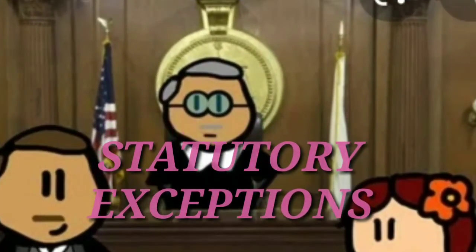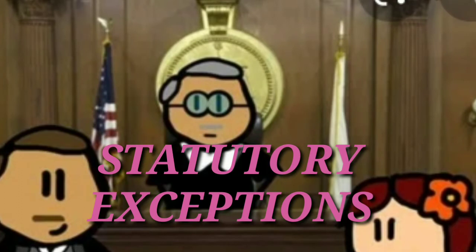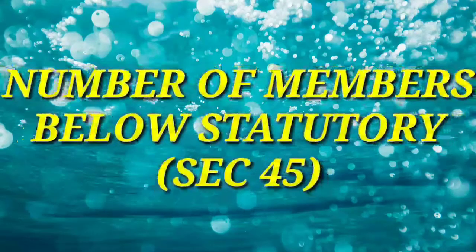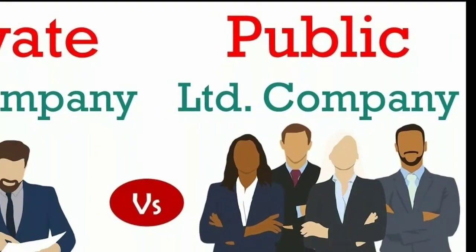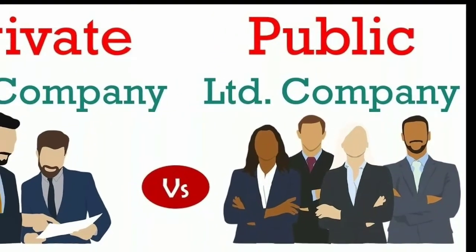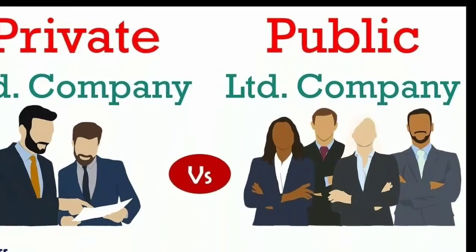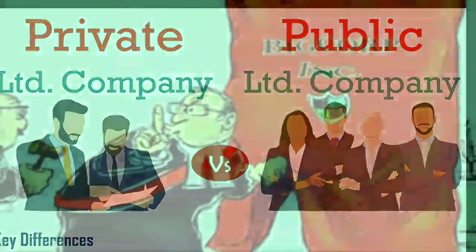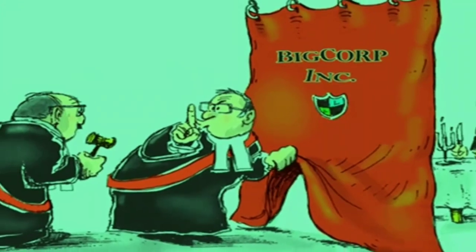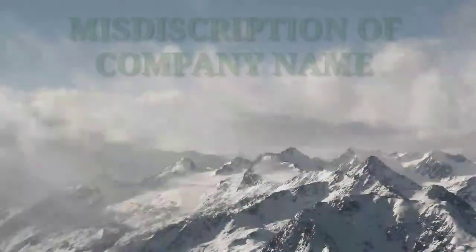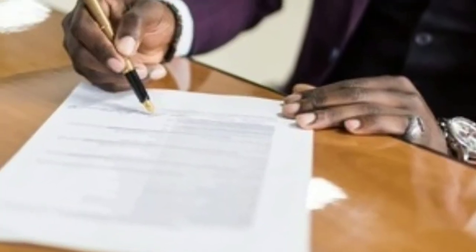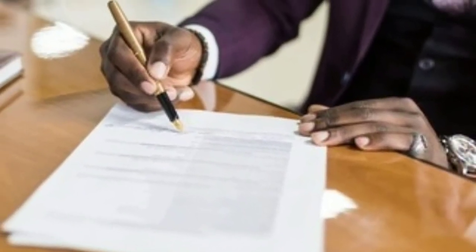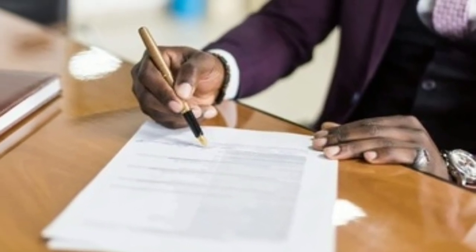Okay, we move on to statutory exceptions. Under this, the first one is number of members below the statutory minimum, Section 45. We all know very well that in a private company, a minimum of 2 members, and in a public company, a minimum of 7 members are needed to run a company. If the company can't follow the procedures, the corporate veil is lifted. Next one is misdescription of company name. If a person does not mention the company's name and registered address when he signs any contract, at that time the corporate veil will be lifted.